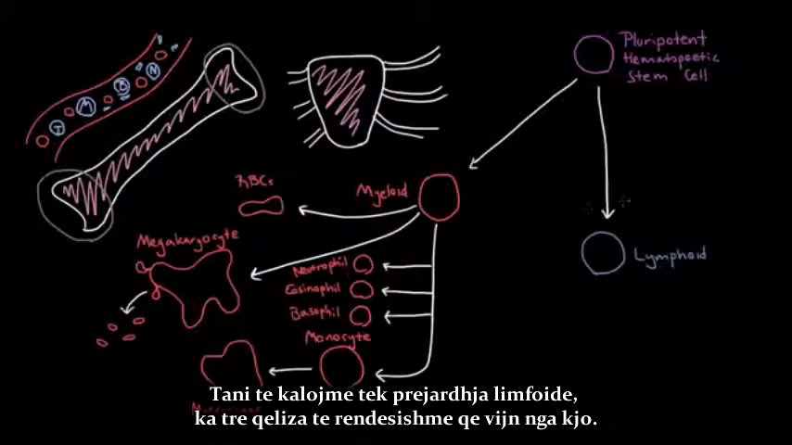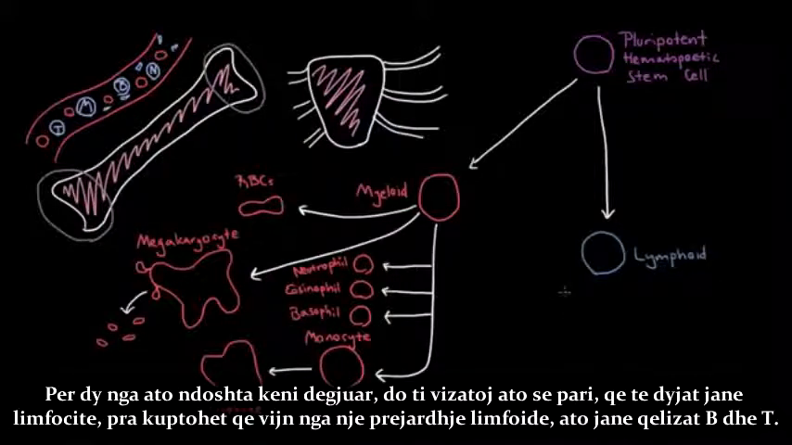So now let's go over to the lymphoid lineage. There's three important cells that come from this one. Two of them you've probably heard of. I'll draw them first. They're both lymphocytes, so it makes sense that they come from the lymphoid lineage, and those are B cells and T cells.